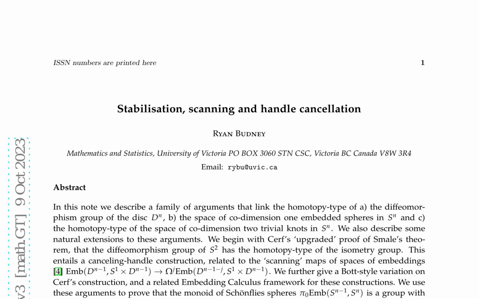Overall, this page presents a crucial step in the construction of a homotopy equivalence between the space of diffeomorphisms of D^n and the loop space of embeddings of D^{n-1} into D^n, which is a fundamental result in the study of diffeomorphism groups and embedding spaces.